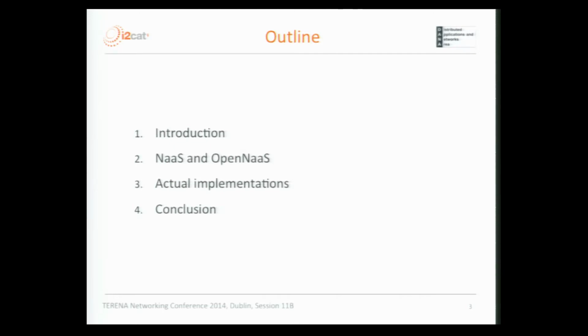Basically the outline of the presentation is quite simple. First, some words on the introduction and the rationale of OpenNaaS and network as a service. Then we will go to the concept of network as a service and the Open Network as a Service framework as the first implementation of this concept. Then I will present some use cases or some specific deployments and implementations that we have with the OpenNaaS framework, and then just the conclusion to close the talk.